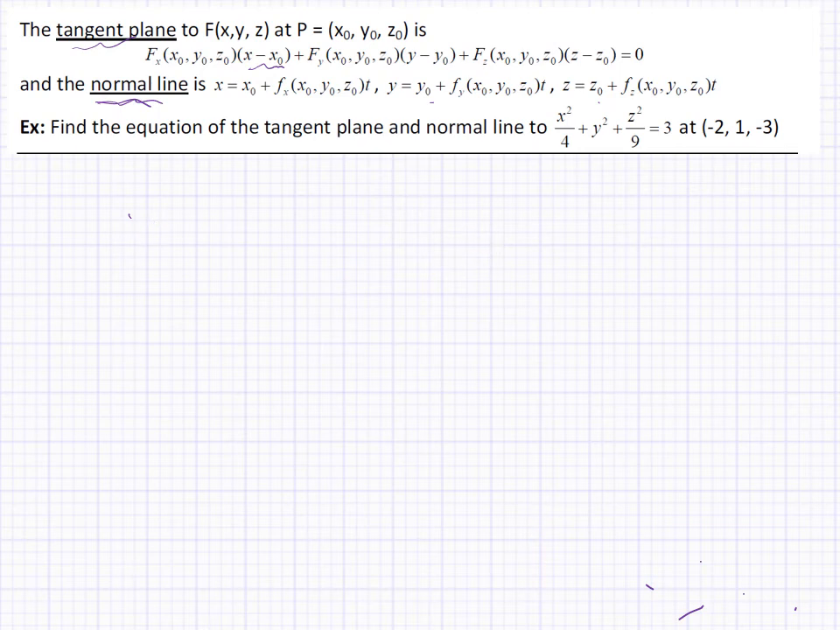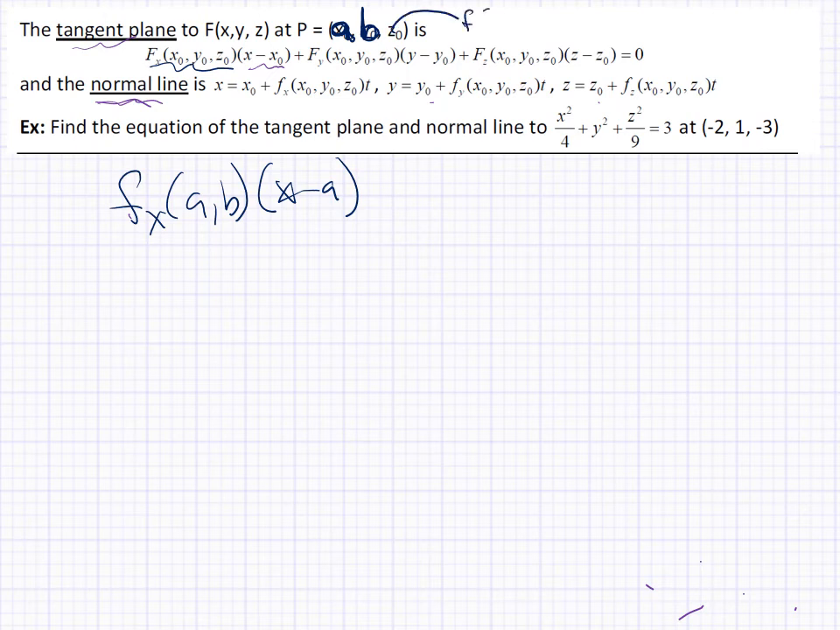The equation of the plane is really the same. This is the same thing as what we had a second ago, fx at (a, b) times x minus a. I'm using x sub 0 instead of a, but this used to be a, this used to be b just a second ago, and z was f of (a, b). So you notice it's really not that different than what we were seeing before.